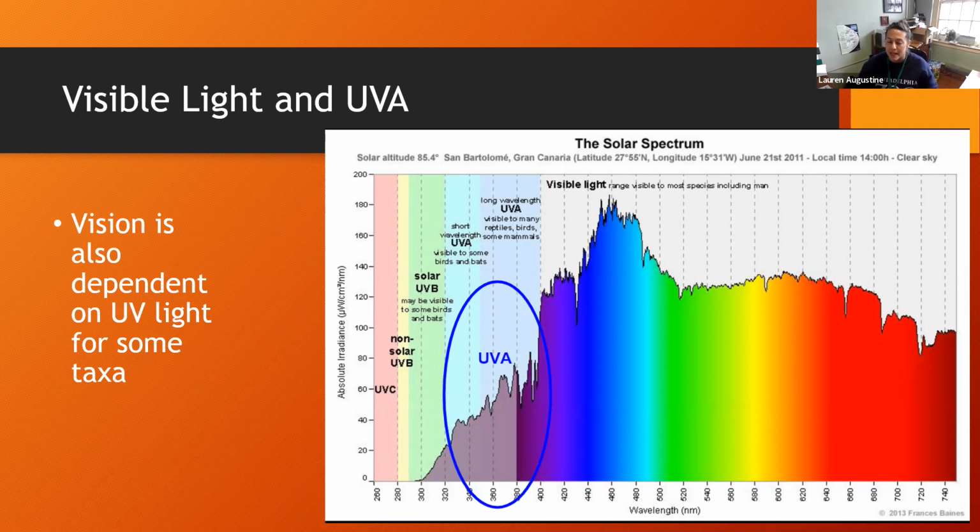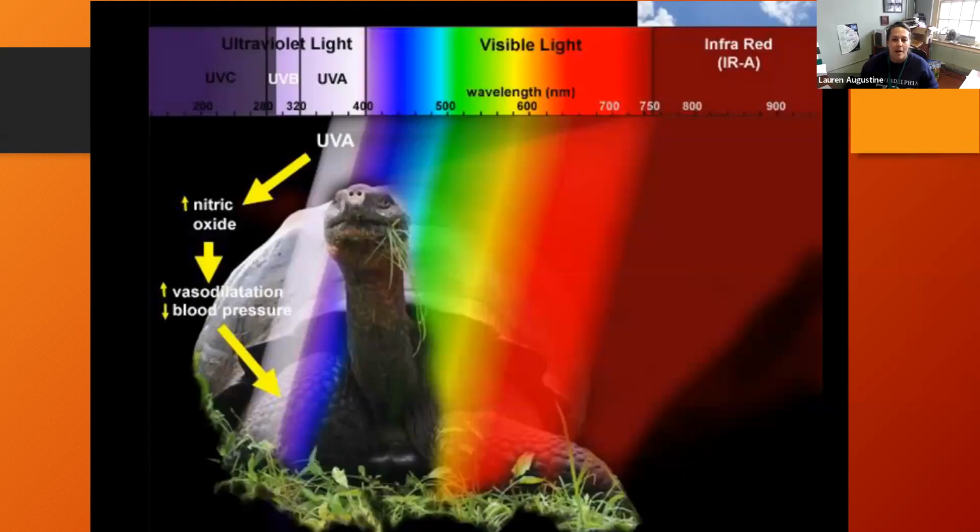A lot of people keep snakes in drawers, in racks with no lighting, just that underground IRC heat. And so I think it's really important to consider their vision and how that impacts their behavior, their communication with each other, and how they hunt and their prey choice. And so again, we're thinking about the visible light and the ultraviolet light.